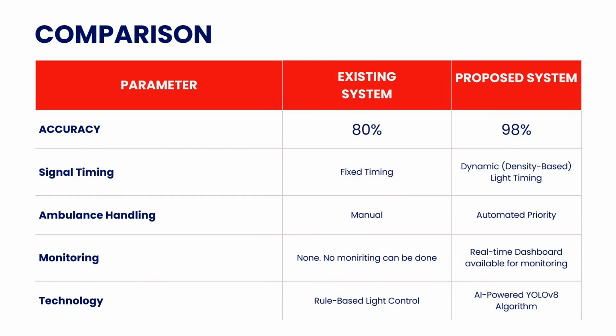Monitoring. The existing system doesn't have any monitoring, so you can't get all the vehicle information, but our system has a real-time dashboard where you can monitor and store all the vehicle information. Then technology: the existing system is based on a rule-based approach, but our proposed system uses the intelligent AI-powered YOLO V8 algorithm for vehicle detection and ambulance detection. So this is the major comparison between the existing and proposed system.